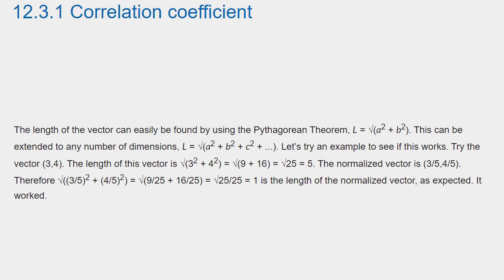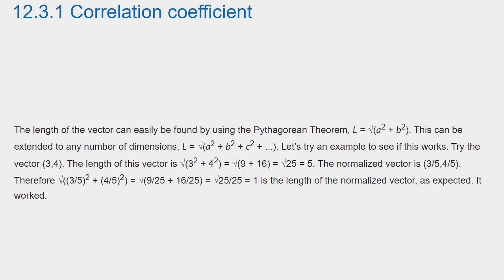Try the vector 3, 4. The length of this vector is the square root of 3 squared plus 4 squared, which equals the square root of 9 plus 16, which equals the square root of 25, which equals 5. The normalized vector is 3 over 5, 4 over 5. Therefore, the square root of (3 over 5) squared plus (4 over 5) squared equals the square root of 9 over 25 plus 16 over 25, which equals the square root of 25 over 25, which equals 1, is the length of the normalized vector.